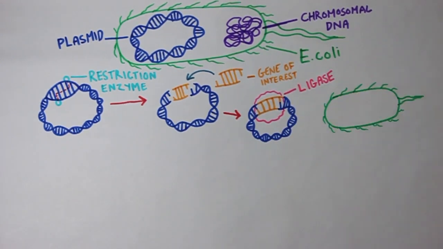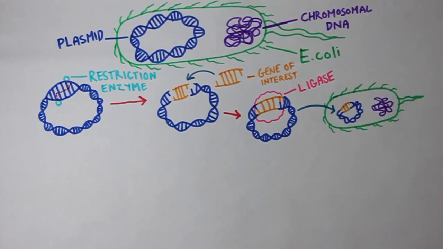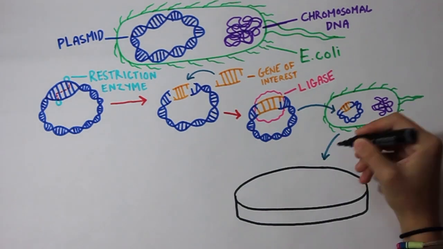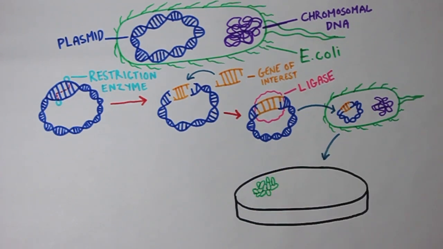From here, you can stick the plasmid into an E. coli cell. As you can see, E. coli has its own chromosomal DNA, which is separate from the plasmid that has been inserted into it. Now, you can grow E. coli colonies, which have millions of E. coli cells inside of them.